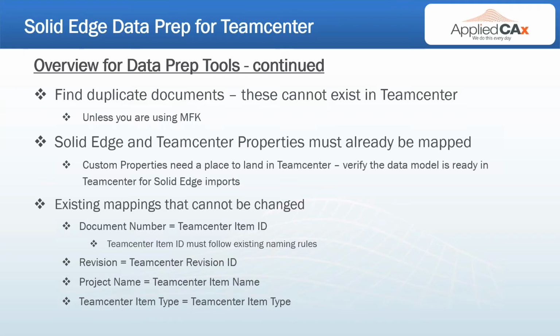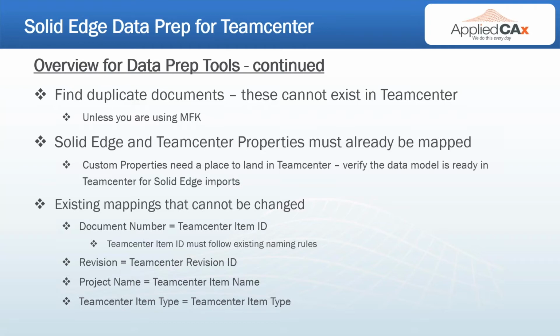The Solid Edge and Teamcenter properties must already be mapped before we start this. We need to know what our custom properties are in our Solid Edge files and what those are going to be in Teamcenter. So what is that landing spot in Teamcenter? So we need to look at our data model in Teamcenter or have somebody who's familiar with that give us the properties, and we define property A is property B in Teamcenter. So we do that with attribute mapping, and we just make sure that's in place before we get started.